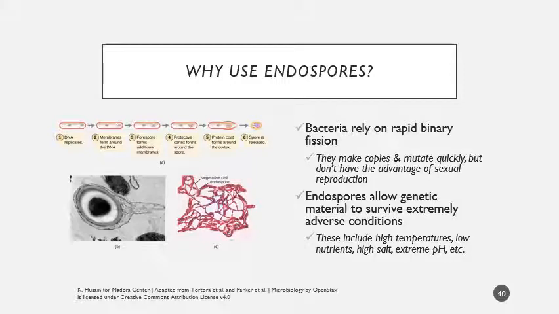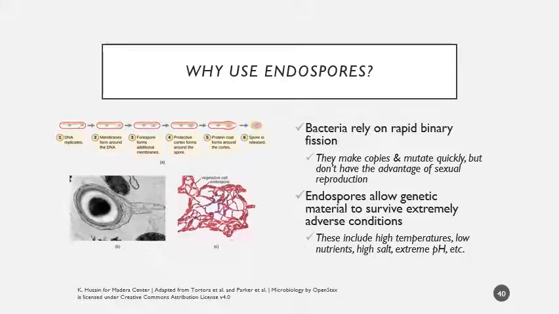So now that you've kind of seen some examples of where endospores are used, why do we use them? So bacteria really need to be able to reproduce rapidly. They make copies of themselves. They might be able to mutate and accumulate different adaptations that way, but they do not get to engage in sexual reproduction. Sometimes they can swap different pili through conjugation, but they don't really have the routine form of genetic recombination that we have that allows us to adapt to different environments as a population.